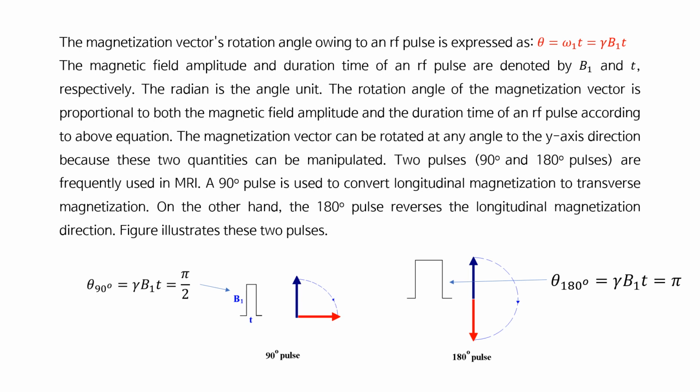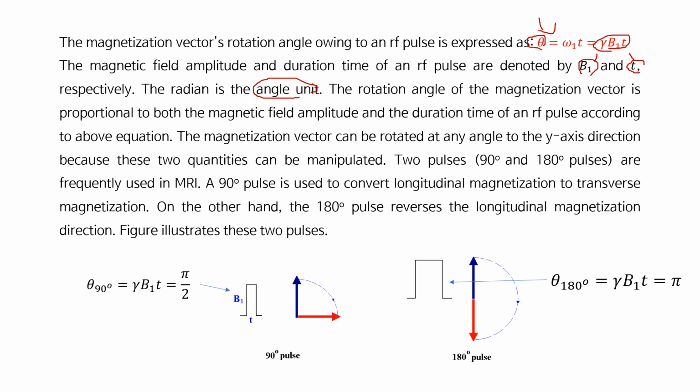The magnetization vector's rotation angle due to an RF pulse is expressed as theta equals omega 1 t, so theta equals gamma B1 t. The magnetic field amplitude and the duration of an RF pulse are denoted by B1 and t in this equation. The angle unit is radian.